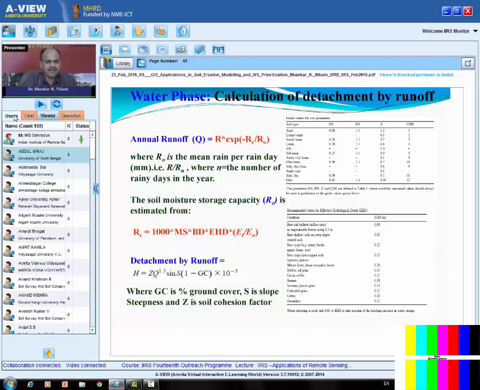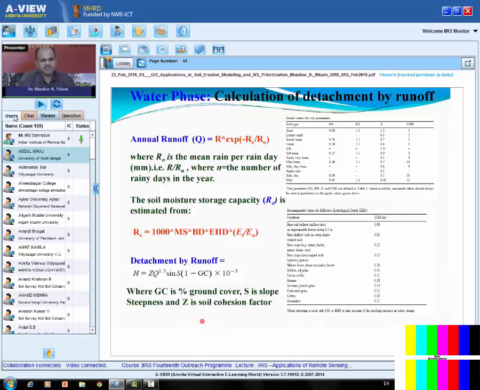Now after doing that, in modified MMF, it is assumed that not only the raindrop will cause detachment, but also the flowing runoff will cause detachment. So in this case, not only the detachment due to raindrop, but also detachment due to runoff is calculated. And this is a very simple equation where this is a soil cohesive factor, Q is a surface runoff, S is the slope of your terrain, and this is your ground cover.